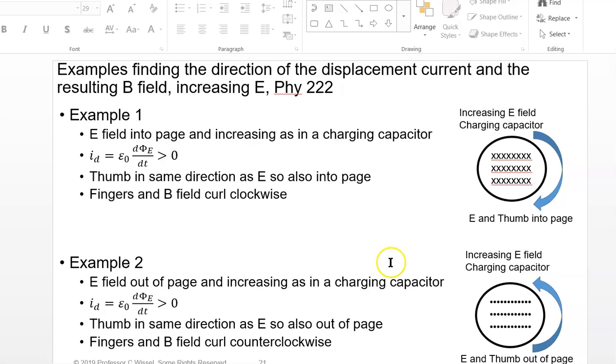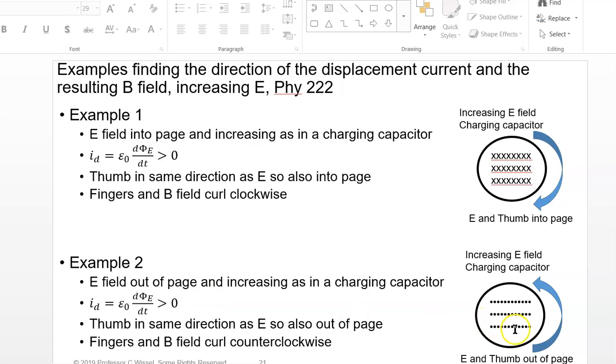So here's some examples of this. Example 1, we have electric field into the page, and it's increasing as in a charging capacitor. I_D, which is epsilon naught d phi_E dt, is greater than 0, so I_D is positive. The thumb is in the same direction as the electric field, so it's also into the page. The fingers in the magnetic field. If you try this, put your thumb into the page, try it right now, and fingers curl clockwise.